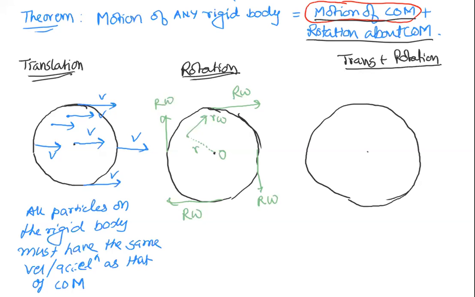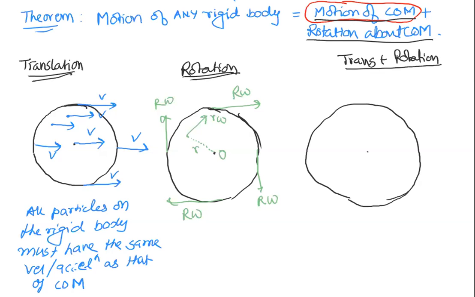So when an object is executing translation plus rotation, every point has a velocity. I'm talking about velocity at the moment. Every point has a velocity which is the vector sum of the velocity of that point had the object been in pure translation, and the velocity of that point had that point been in pure rotation.